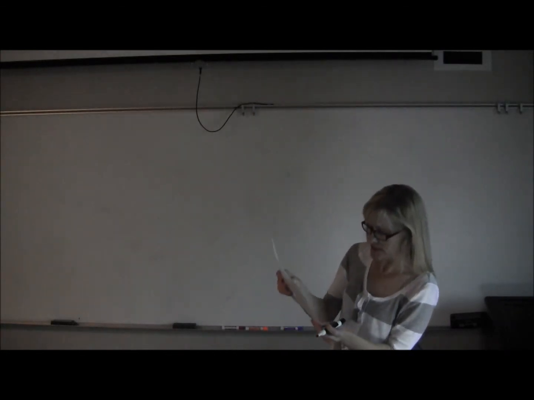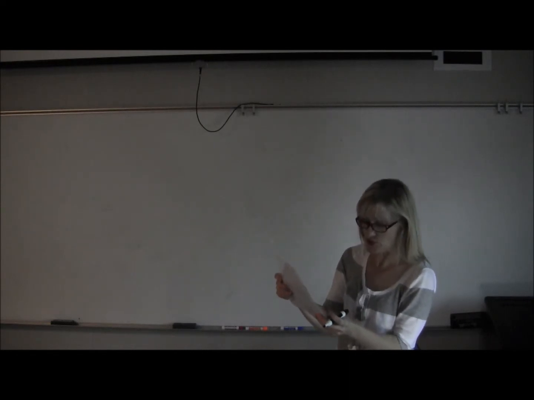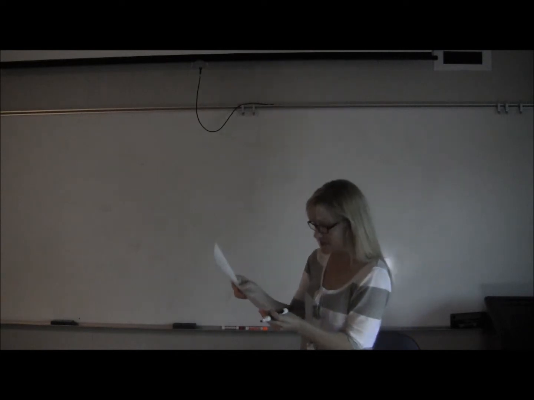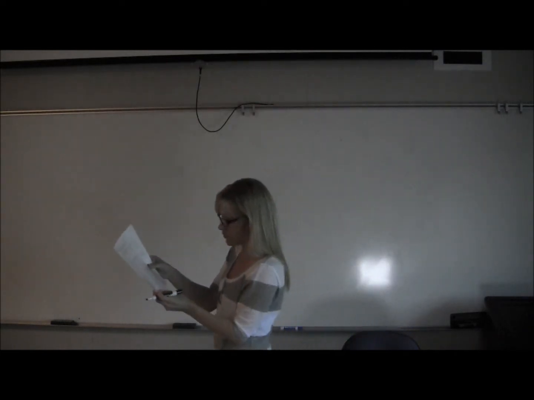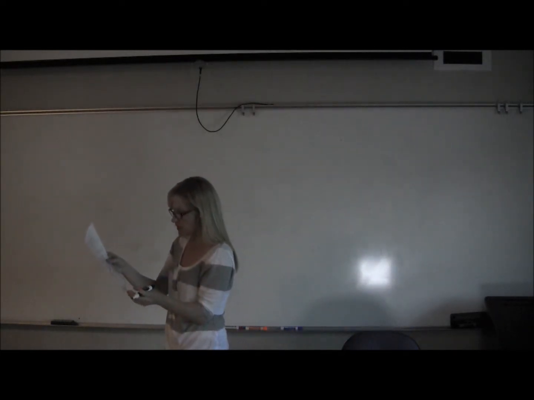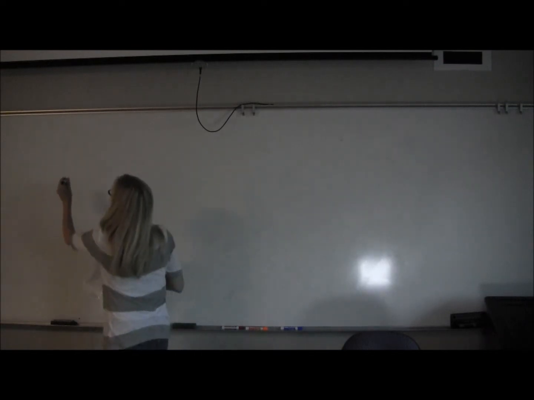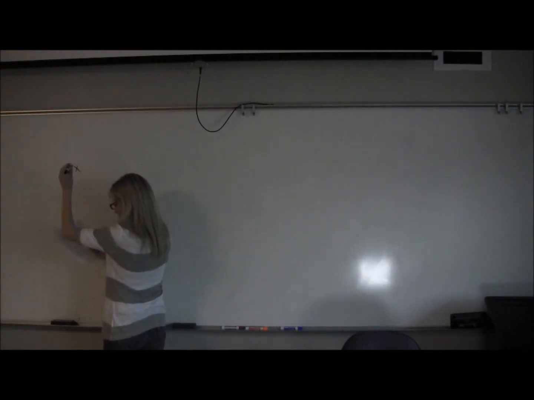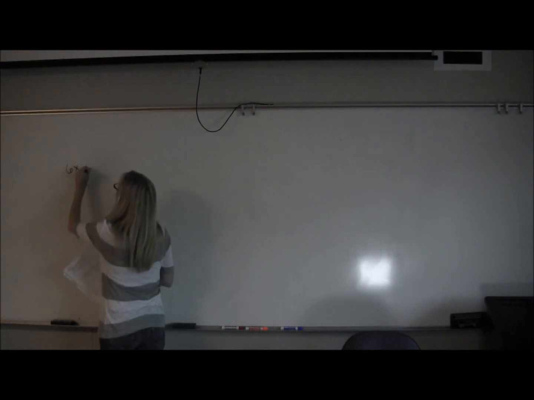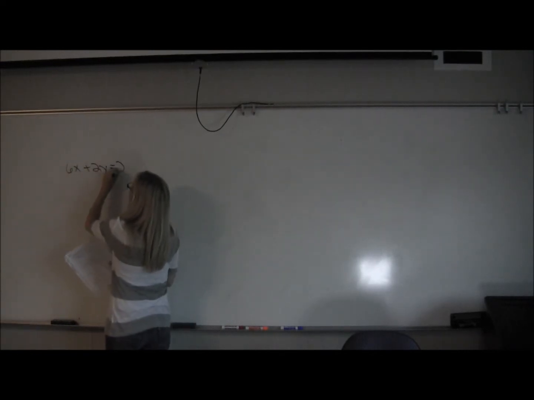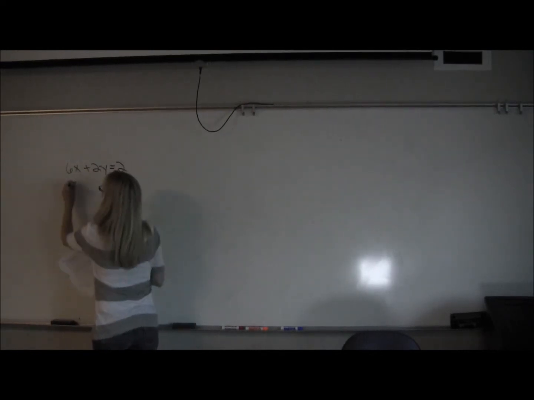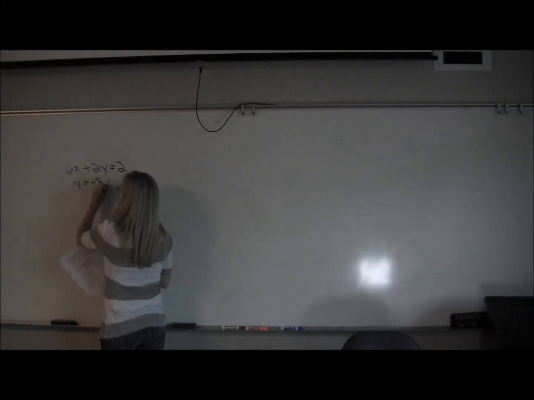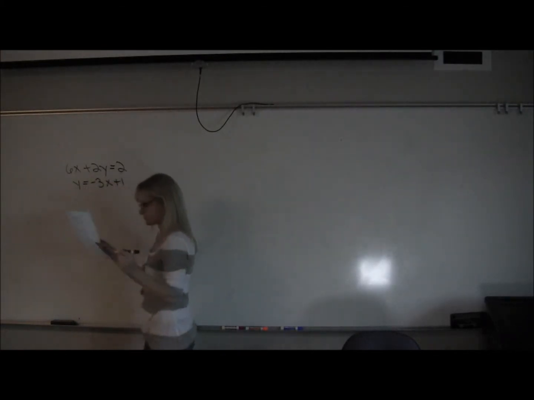The question says solve using substitution or elimination. So we can pick our method. How many solutions does each system have? They don't even care what the solution is. They just want to know how many. So the first one is 6x plus 2y equals 2. Okay? And then y equals negative 3x plus 1.